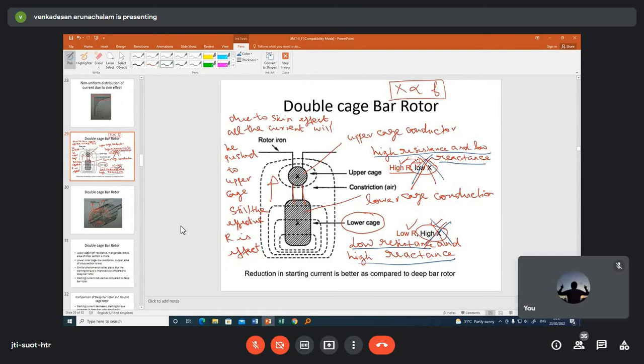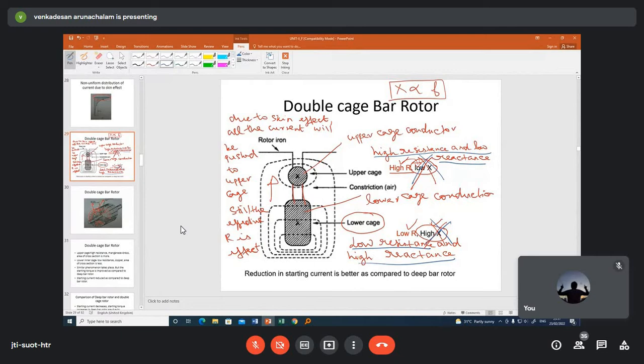So conceptually, double cage rotor and deep bar rotor are the same. The only thing is, in the double cage rotor, you have two types of conductor made up of different materials to further improve the performance.